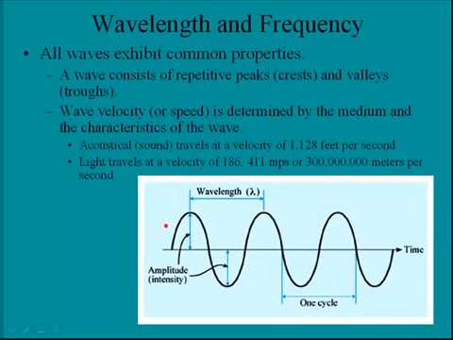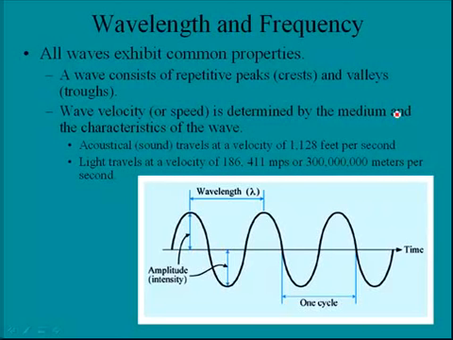All waves exhibit common properties. A wave consists of repetitive peaks and valleys, and so here we have a wave, and you notice here we have the peaks, and here we have the valleys. Wave velocity, or speed, is determined by the medium and the characteristics of the wave.